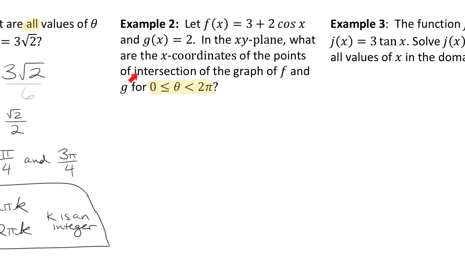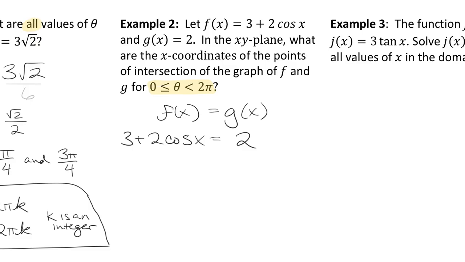It asks me for the intersection of f and g. What does it mean for two graphs to have an intersection point? Where they cross, where they're equal, yes? So if we take this function and we say, all right, we want to know where f of x will be exactly the same as g of x, meaning that they'll cross. The f of x function is represented by the equation 3 plus 2 cosine of x, and the g of x function is represented by the constant 2. We see how I'm just plugging them in?